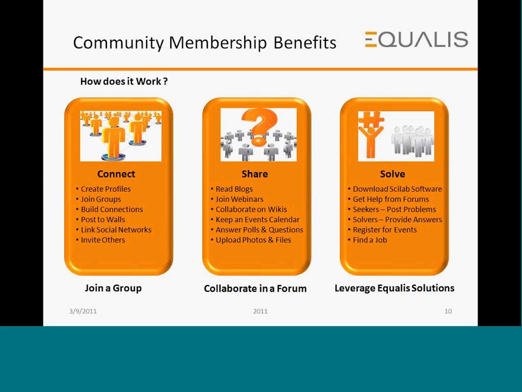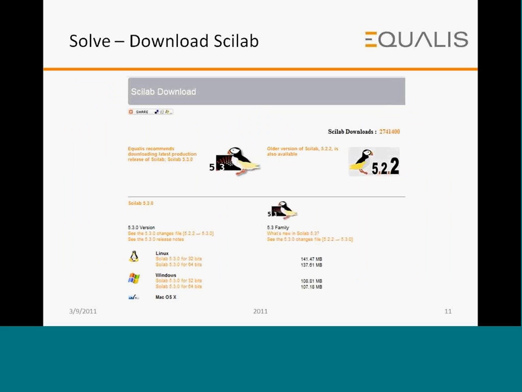There are Scilab support forums. There are also job portals. There are other problem solvers. You can provide answers. They could provide answers to you. Register for a lot of events which are continuously posted there, and many other benefits are there in being a part of the Equalus community. To download Scilab, you go to the Equalus site, you'll find a link to download Scilab. As you can see, it's available for Windows, Mac, and Linux.